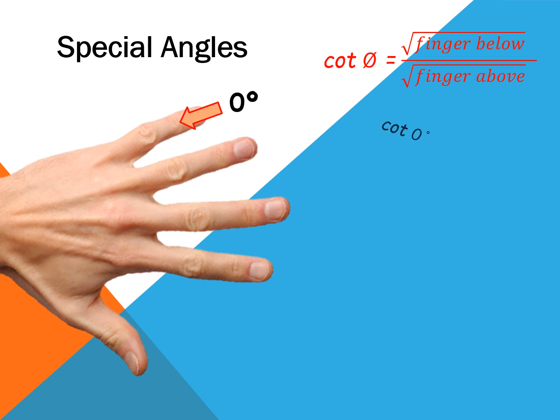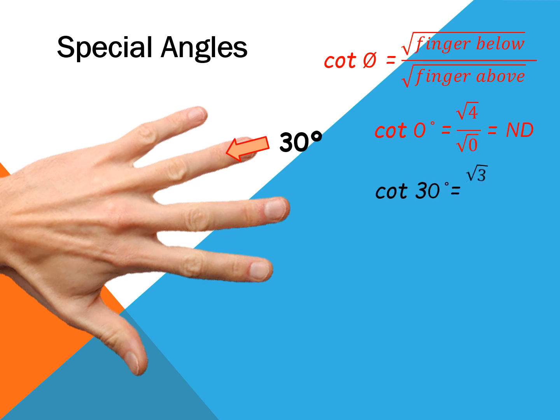Therefore, cotangent 0 degrees is equal to square root of 4 over square root of 0, or equal to not defined. Next is 30 degrees. 30 degrees, number of finger below is equal to 3 and number of finger above is 1. Therefore, cotangent 30 degrees is equal to square root of 3 over square root of 1, or simply equal to square root of 3.